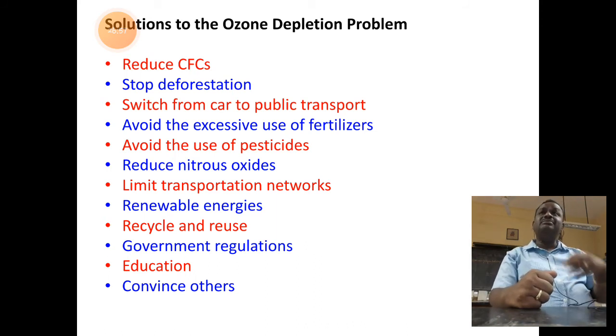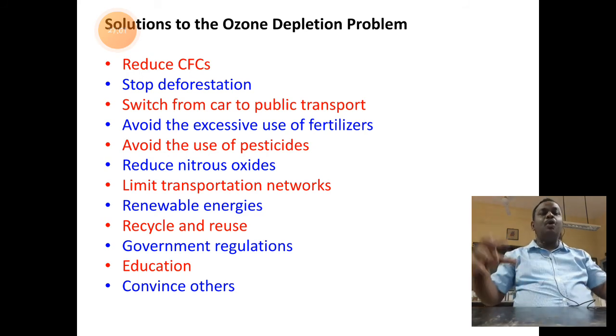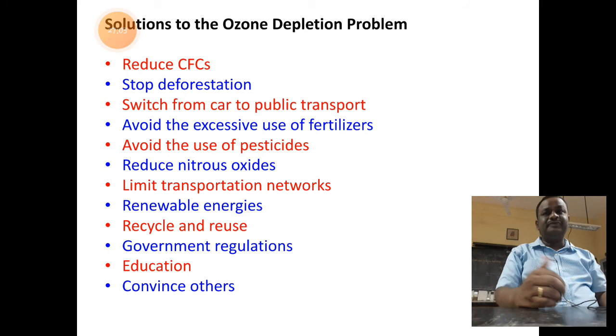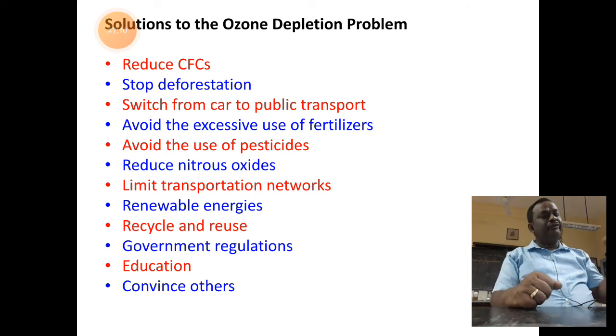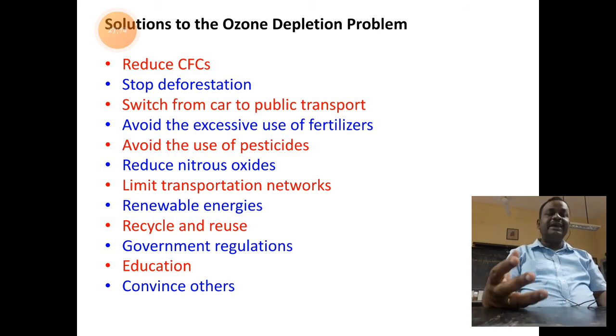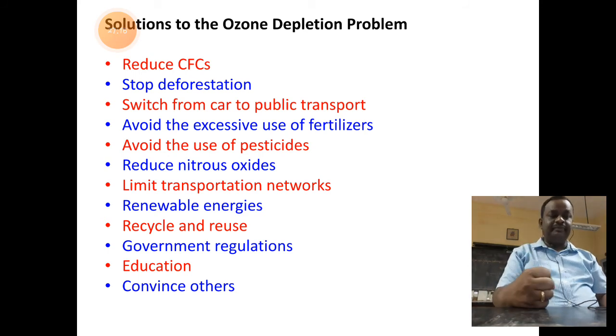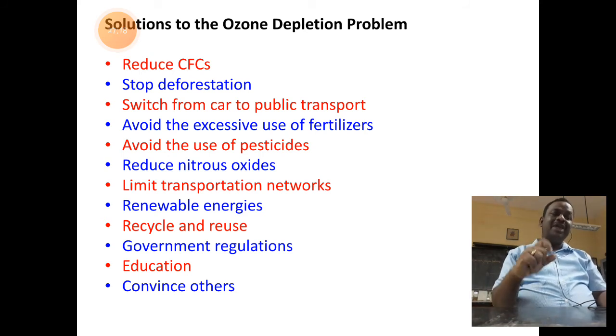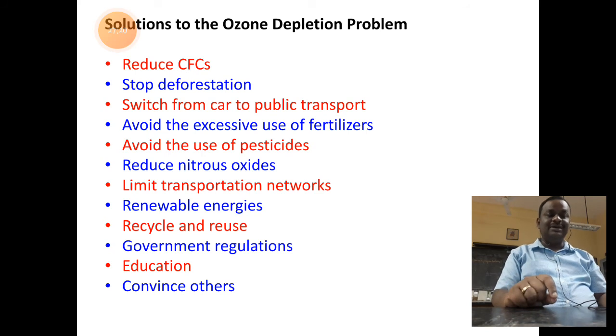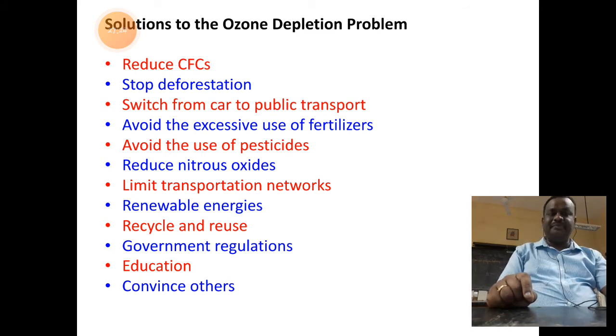Sometimes we may even import the goods. So, if we could have production of goods in the local area itself, we can reduce the usage of long distance vehicles. Then, usage of coal in electricity generation emits CFCs that will affect the ozone layer. So, the need of renewable energy resources will help in the reduction of burning of coal here.